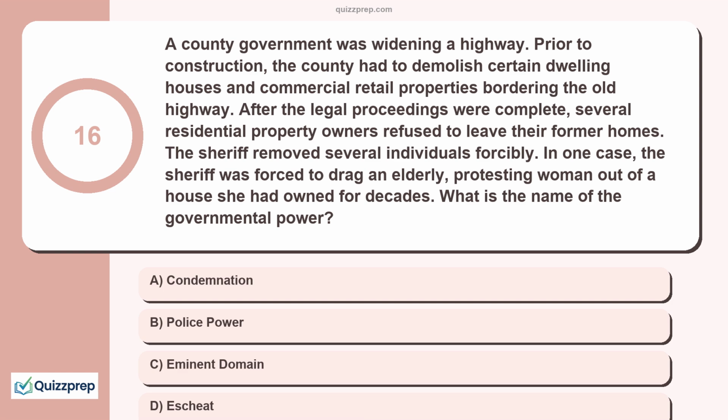Question 16. A county government was widening a highway. Prior to construction, the county had to demolish certain dwelling houses and commercial retail properties bordering the old highway. After the legal proceedings were complete, several residential property owners refused to leave their former homes. The sheriff removed several individuals forcibly. In one case, the sheriff was forced to drag an elderly, protesting woman out of a house she had owned for decades. What is the name of the governmental power? Condemnation, police power, eminent domain, escheat.